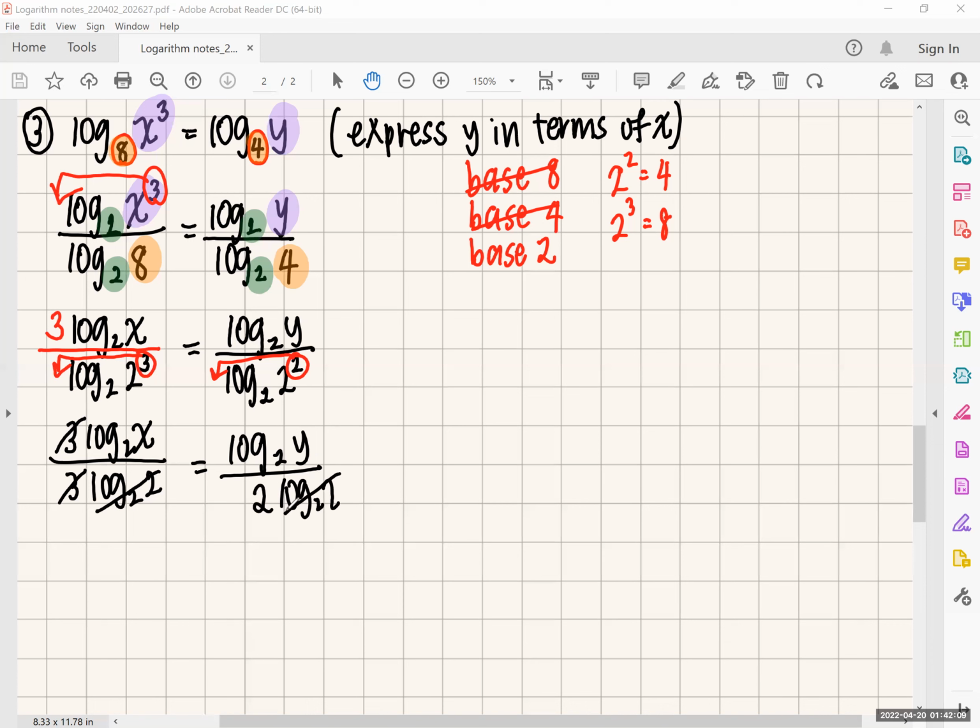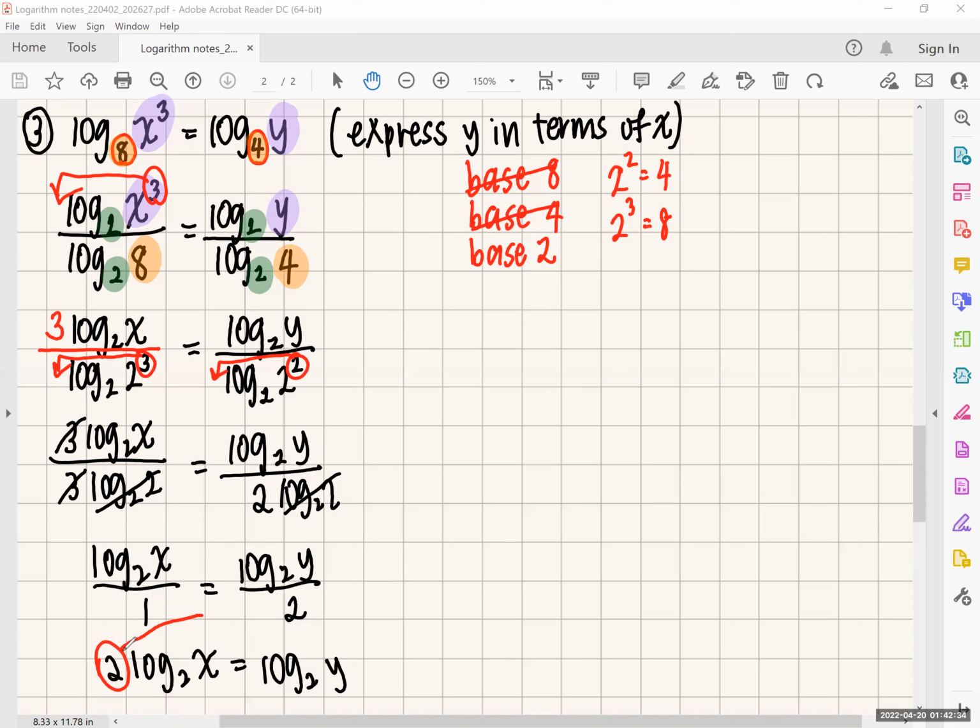All right, so let's tidy everything up so it looks neater. I know that log 2 x over 1 is equivalent to log 2 y over 2. So I can just cross multiply and I'll get 2 log 2 x is equal to log 2 y. Okay? And then from here, I can do power bring up. So power bring up means at the end of the day, I will have log 2 x squared is equivalent to log 2 y.